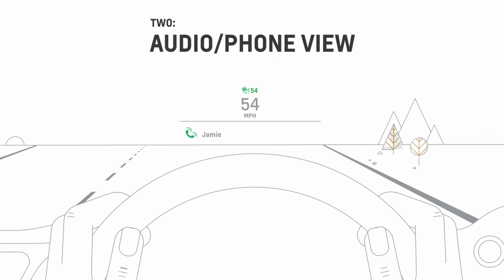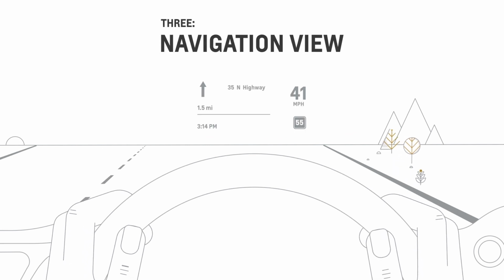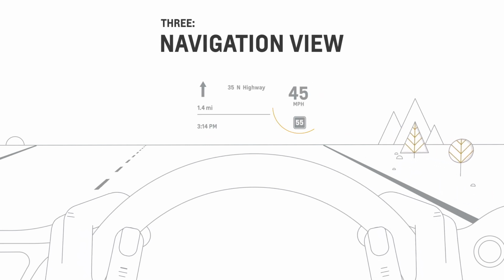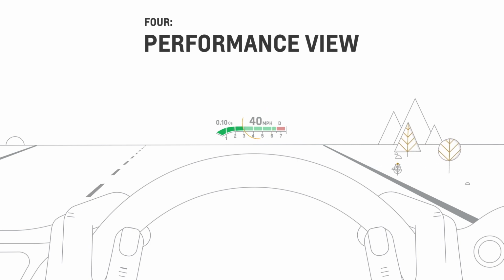If your vehicle is equipped with Phone View, you'll see the same information as Speed View, plus radio station, media, and calls. Navigation View, if equipped, displays all the Speed View information, plus turn-by-turn navigation or a compass heading when navigation isn't active. Where available, Performance View displays your speed, RPM, transmission position, and gear shift indicator.